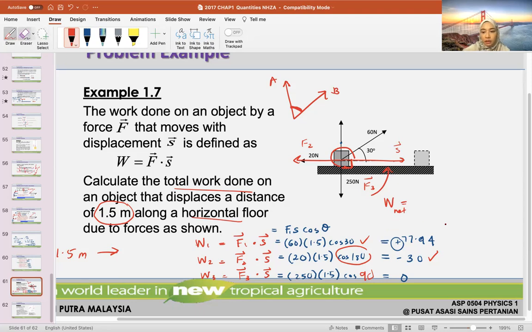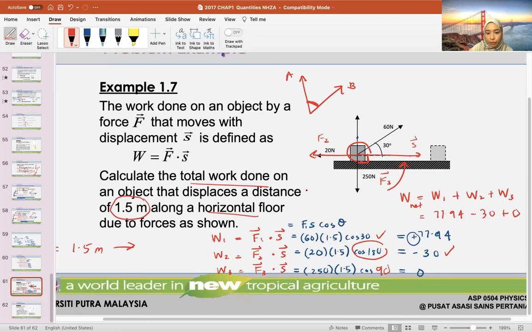That's the math symbol. So work done net is W1, W2, W3. Scalar quantities only have magnitude, so I can just add them together. I don't have to worry about the direction. I don't have to resolve sebab dia scalar, dia magnitude sahaja. So 77.94 minus 30 plus 0. So that is your final answer. Kira pakai calculator lah, dapatlah jawapan dia. Okay, so that is how you use the dot product.